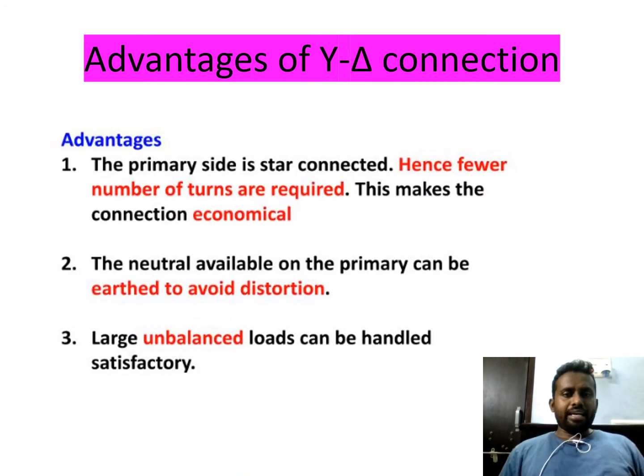The advantages of star delta connection are: the primary side is star, hence fewer number of turns are required. This makes the connection economical. The neutral available on the primary can be earthed to avoid distortion, because this is star, you can have a neutral. Large unbalanced loads can be handled satisfactorily, which is the same case with the delta star connection as well.